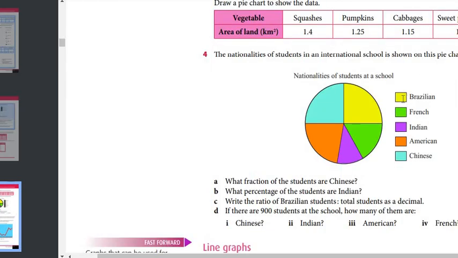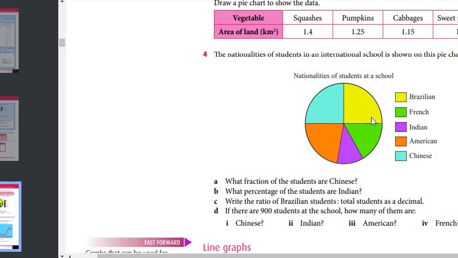For example, exercise 4. You have a pie chart, and you have different angles. This is 90 degrees, this is 90 degrees. For the other angles, you can't really tell the fraction by eye. You can use a protractor to measure these angles. And once you have the angles, you can tell me which fraction of those students are Chinese. The fraction is the angle measured with a protractor divided by 360.